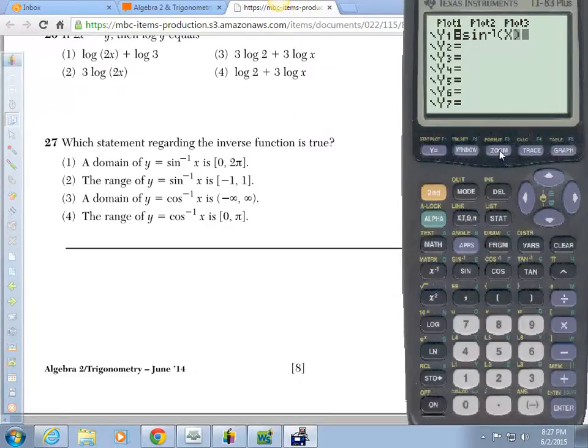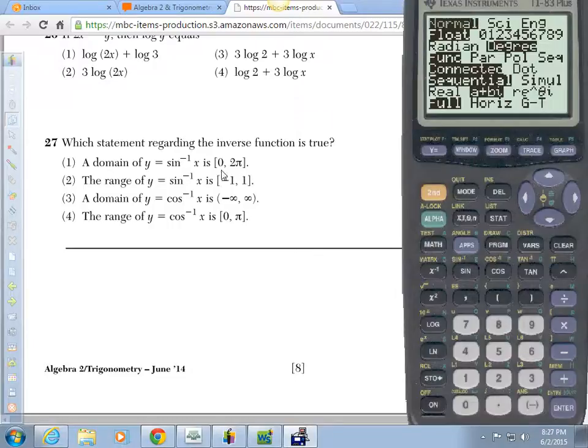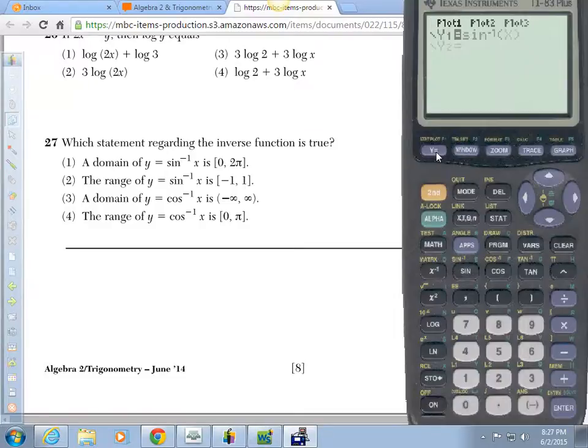And then go to zoom 6. Very importantly here, though, what mode should I be in here? Why radian here? There's no indication of degrees at all, right? I need to be in radian mode. Okay, so I'm in radian mode. Y equals inverse sine x. I'm going to graph it. I'm going to zoom 6 it.